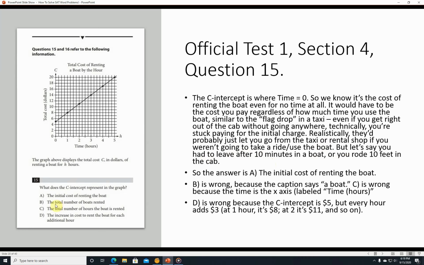B is wrong because the total number of boats rented, well, it says a boat, so it's just one boat rented. C is wrong because the total number of hours the boat is rented.